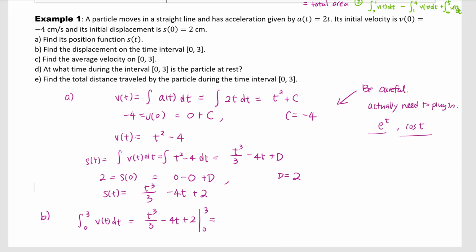So we plug in 3 cubed is 27 over 3, minus 4 times 3, plus 2, minus what we get when we plug in 0. But when we plug in 0, it's just 0 plus 2. So the 2 cancels. 27 over 3, that's 9. 9 minus 12 equals negative 3. So you can see the displacement on the time interval from 0 to 3 is negative 3. What are the units? Centimeter. So far, so good, everybody.